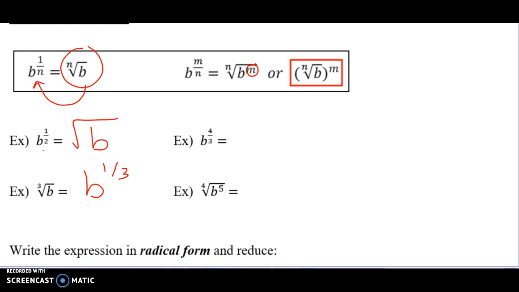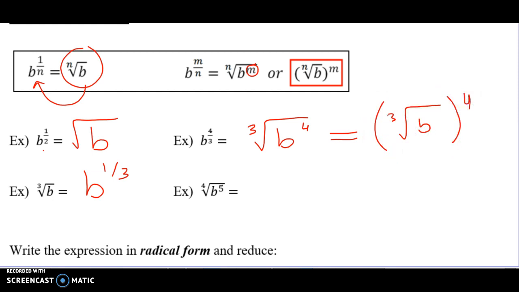So we're starting with an n. What's n? 3. That n becomes the root. So it's going to be the cube root of b to the 4th. Now you can also write this. You can see this little or. I can put the cube root of b in parentheses, all raised to the 4th power. Those are the same thing. And you'll see that here in a little bit how that works, but just know that ahead of time.